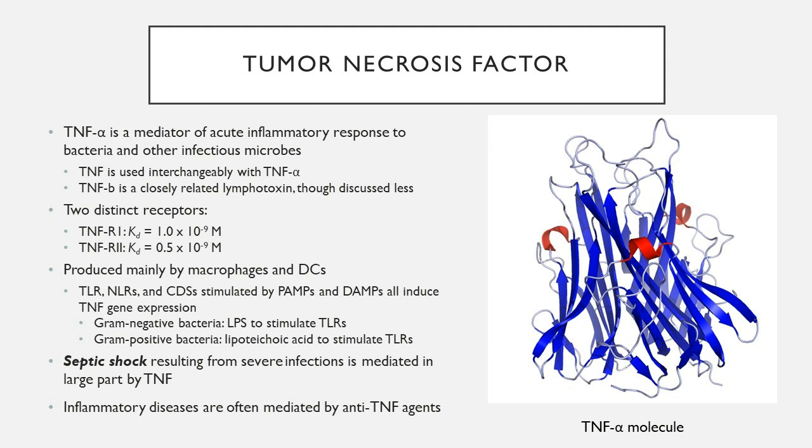The recognition of PAMPs and DAMPs via toll-like receptors, NOD-like receptors, and receptors in the cytosol all help induce TNF alpha gene expression. So common ones that would cause this are LPS via attachment to toll-like receptors, and then in gram-positive bacteria, lipoteichoic acid stimulates toll-like receptors. Now, tumor necrosis factor has a big role in a condition known as septic shock, which is the result of severe infections mediated in large part by TNF alpha. And because of this, there are many drugs for not just septic shock, but inflammatory diseases in general that are mediated through anti-tumor necrosis factor agents.